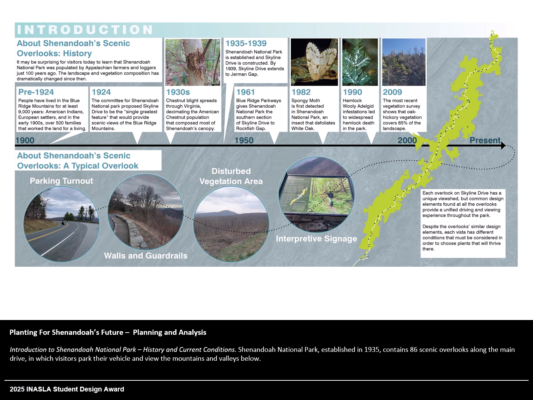Shenandoah National Park was established in 1935. Skyline Drive was proposed to be its single greatest feature, a 105-mile road that winds along the ridge of the Appalachian Mountains. Along Skyline Drive, visitors can stop at 86 scenic overlooks that showcase the park's beautiful mountains and valleys.